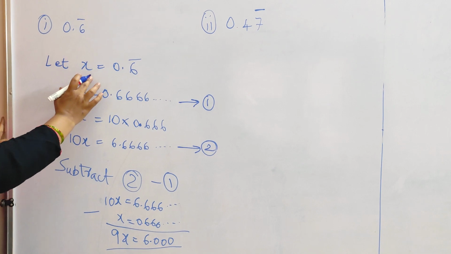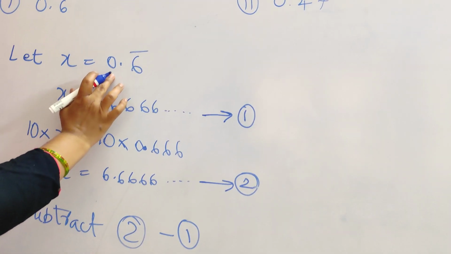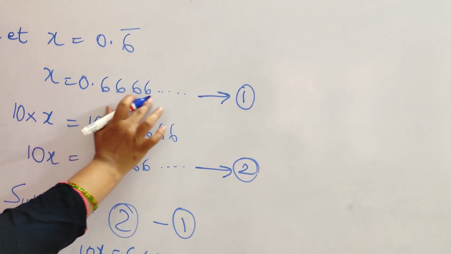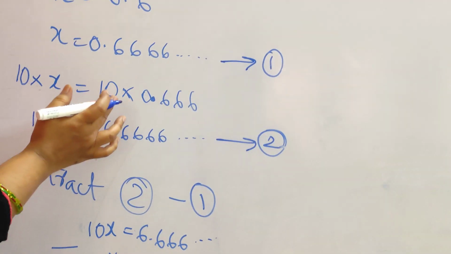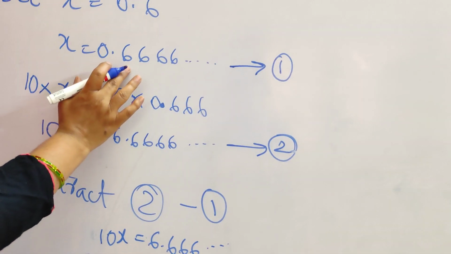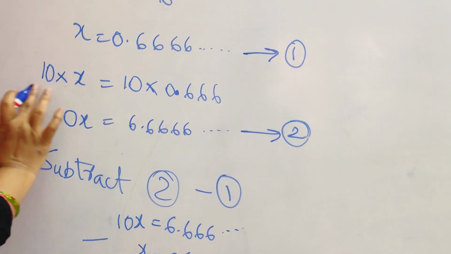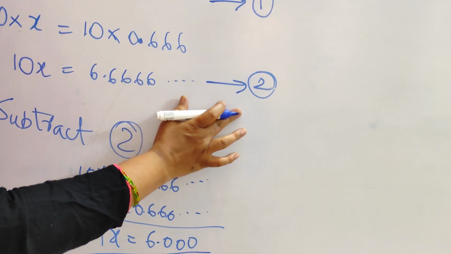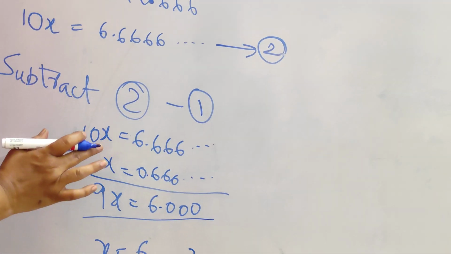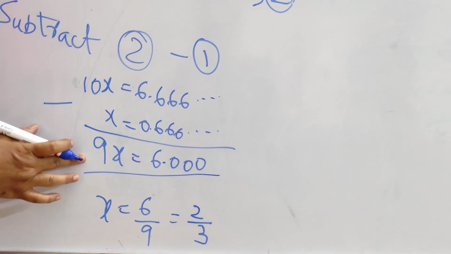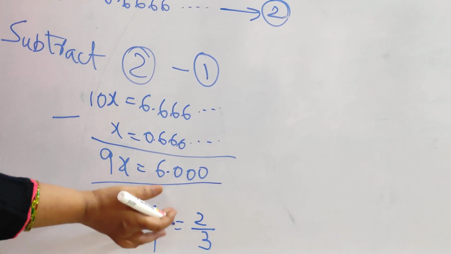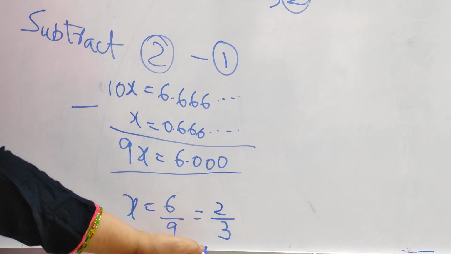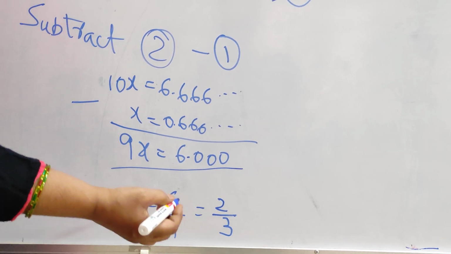Once again, let me repeat. Whatever question is given, write x is equal to 0.6 bar. Okay, and 6 bar is nothing but 6 is repeating. Here you will come to know which number is repeating. Okay, only one number or two numbers. Then if it is one number, multiply both sides by 10. After multiplication, you will get equation 2. Whatever equation 2 you get, subtract 2 minus 1. After subtraction you get the answer, which you have to simplify with cancellation, and you get the answer in P by Q form. Okay. So this is how you have to do.